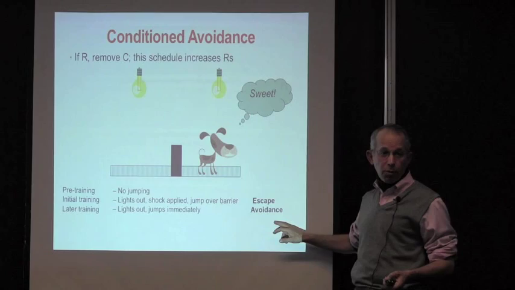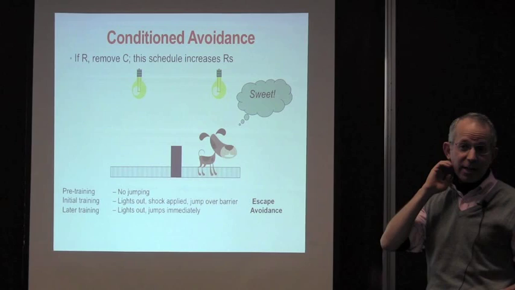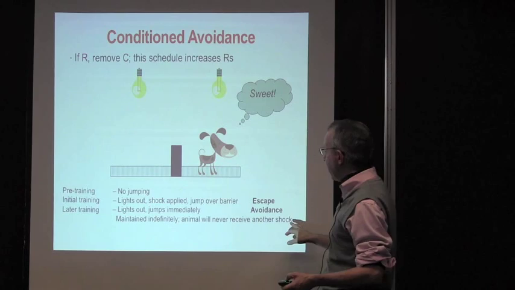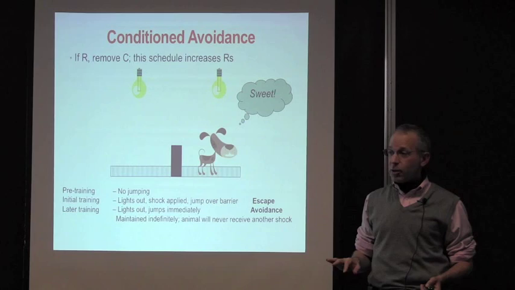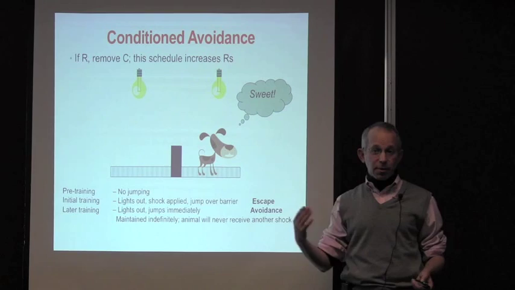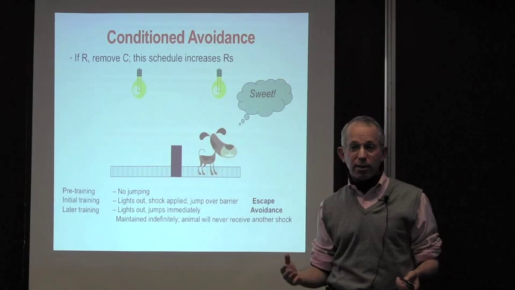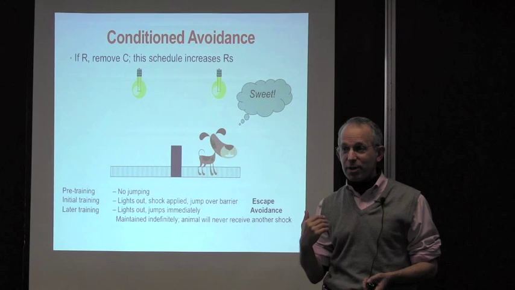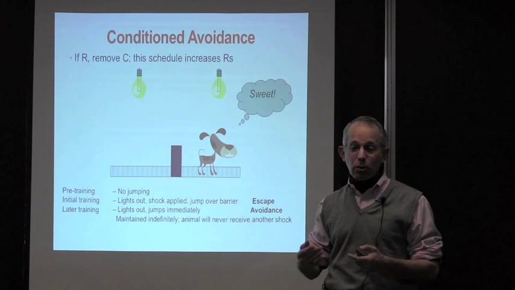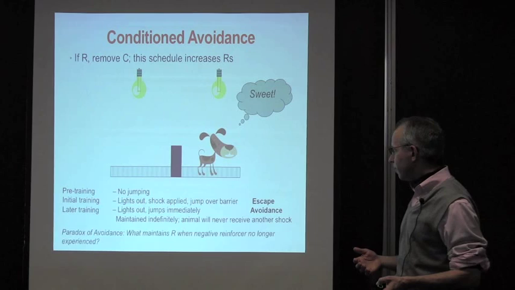Now, one of the paradoxes of this is that eventually whenever the light goes out, you jump to the other side, and this is maintained indefinitely, even if an animal never receives another shock. You could remove the whole shocking contingency, and the animal will continue to jump, because that's maintaining this escape. And it brings up one of the paradoxes: how do you extinguish something like this? The animal is 100% jumping, and it will maintain this behavior to avoid the shock. It learned this. So in the absence of continued reinforcement, what maintains this response when the negative reinforcer is no longer experienced?